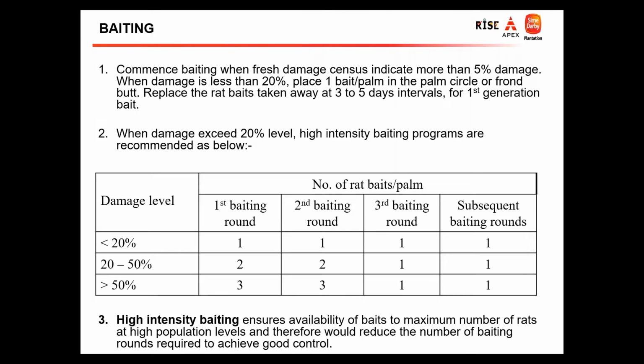So you have to plan like that. Anything above 50%, let's say 60% fresh damage, you have to plan it that way so that you can control your rat problem better. Because the higher the pest pressure, meaning you require more bait, that's for sure. You have to do high intensity bedding.